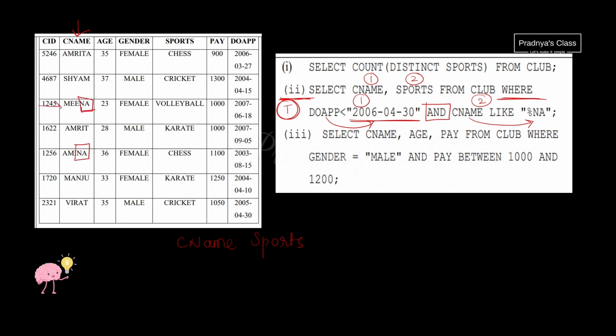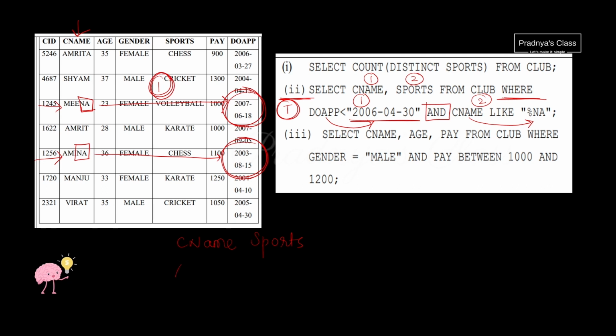We have 2 records which are matching this criteria. Now look at the first condition. Date of application should be less than the mentioned date. For Amina, the date of application is 2007, which means it is greater than the mentioned one. Now look at the other Amina, the date of application is 2003. So ultimately only one record is satisfying both the criteria.